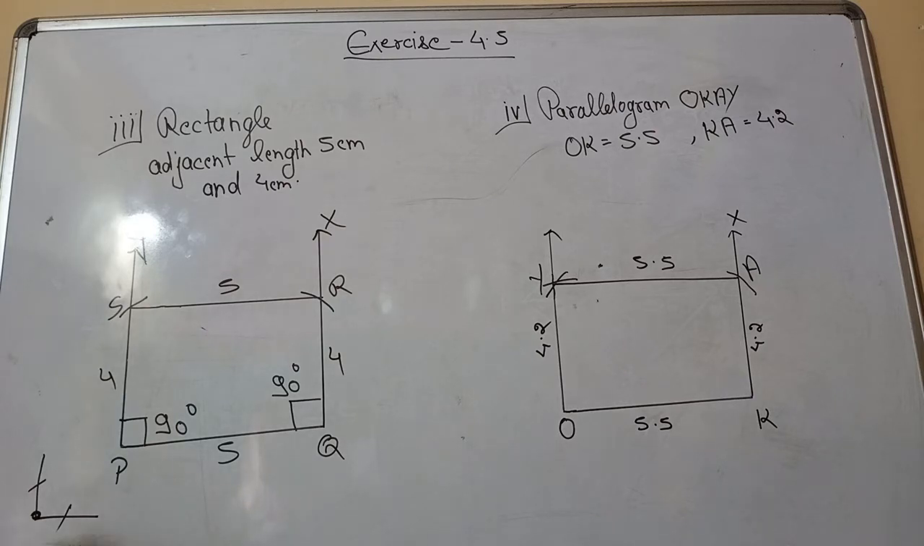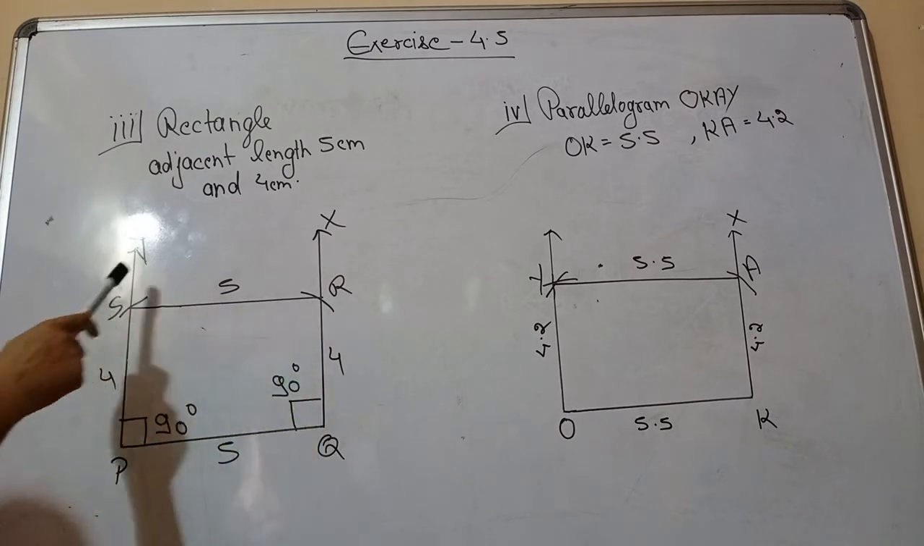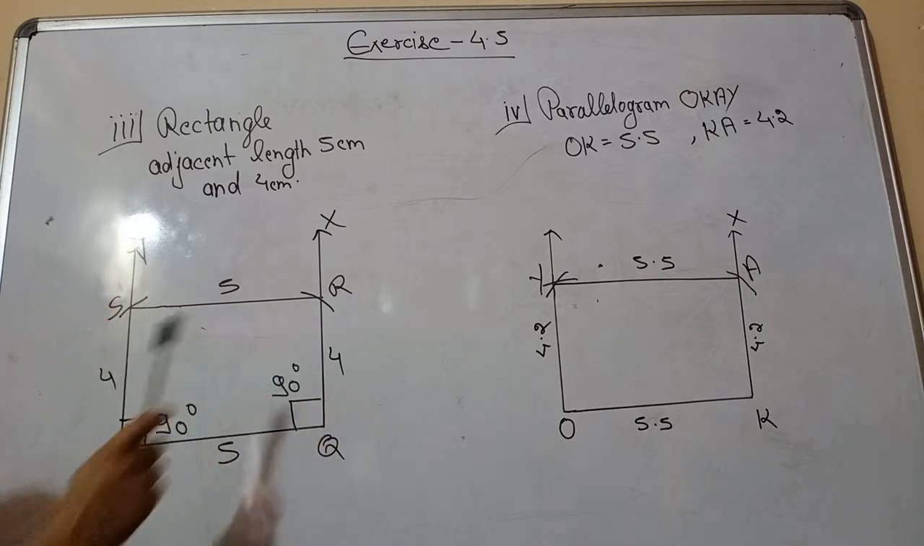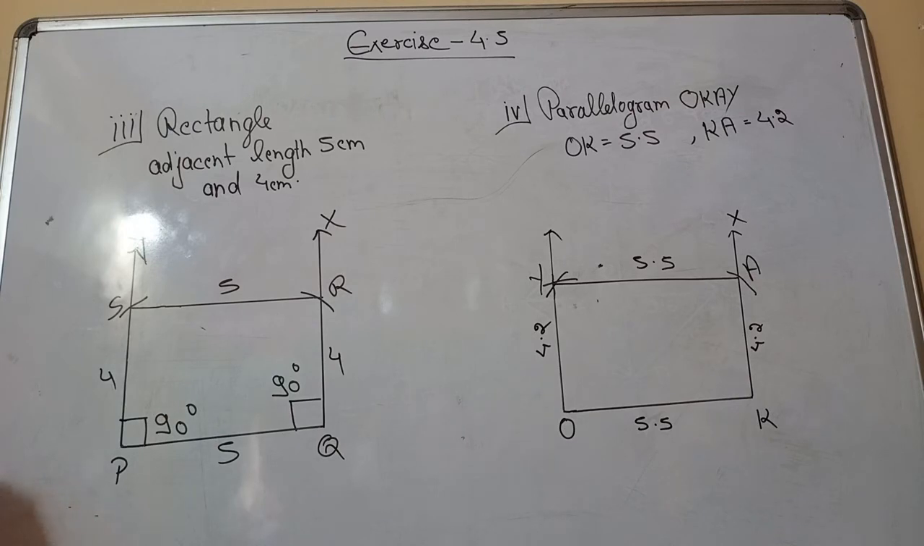Okay. Now what we have to do? See, the name is not given, so let us take the rectangle as PQRS. We know the property of a rectangle: each angle is 90 degrees, and the two opposite sides of a rectangle are equal to each other. So our first step is to construct or draw a line PQ of 5 cm with the help of a scale.